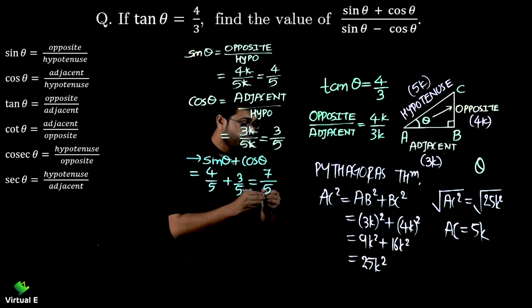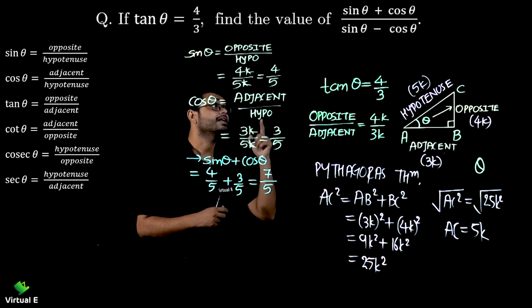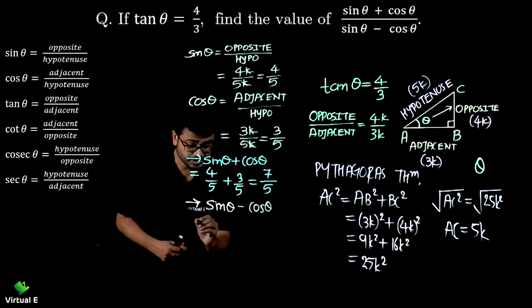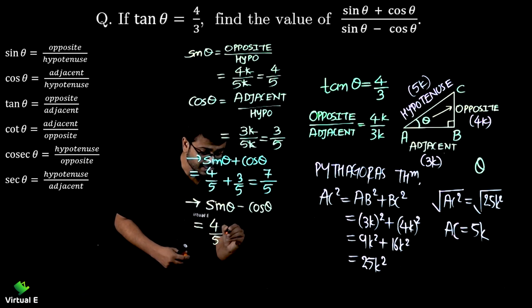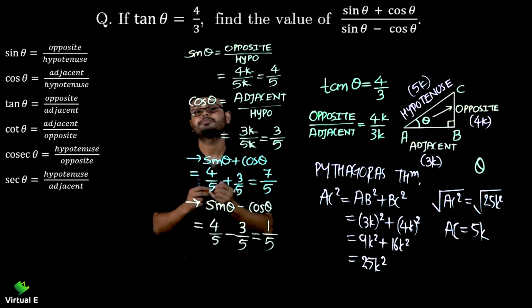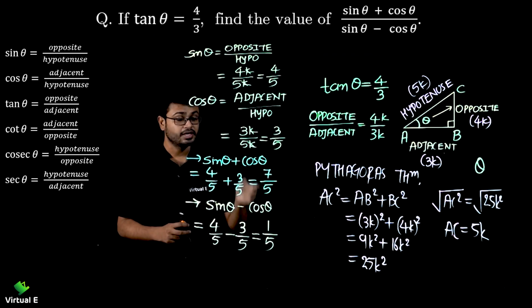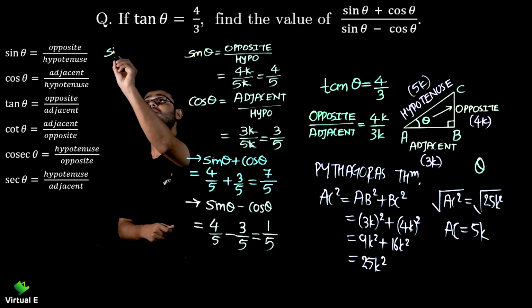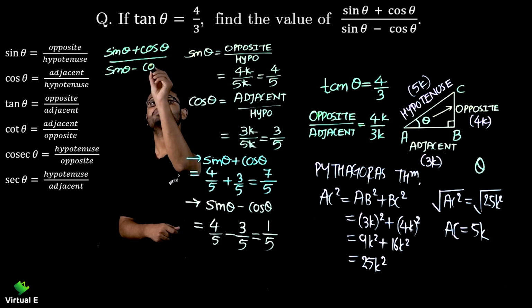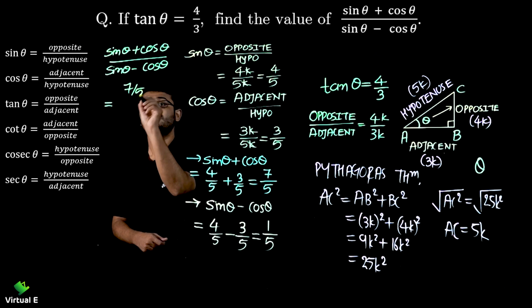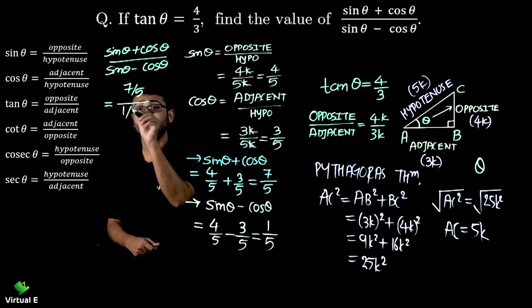Simple. Now let's do the calculation for the denominator. The denominator is sine theta minus cos theta. The sine theta value is 4/5, and here it is minus 3/5. If we subtract, we get 1/5. Done. So numerator is done, denominator is done. Now I just need to put the values in and get my answer. Here is sine theta plus cos theta in the numerator and sine theta minus cos theta in the denominator. The sine theta plus cos theta value is 7/5, so 7/5 in the numerator and 1/5 in the denominator.